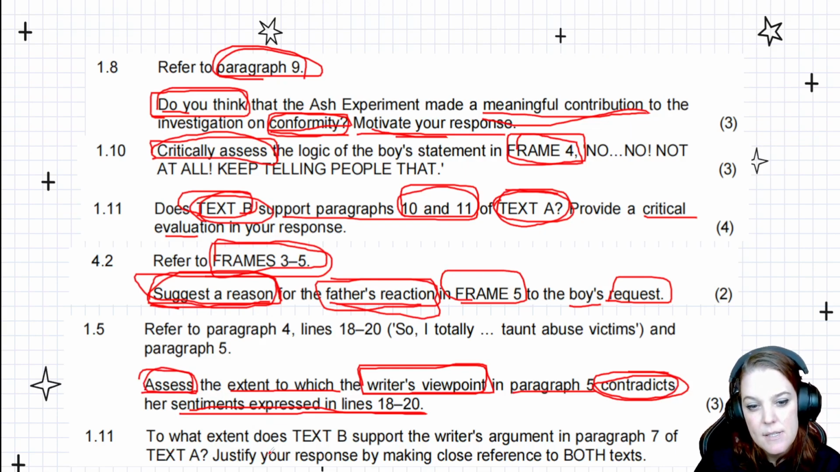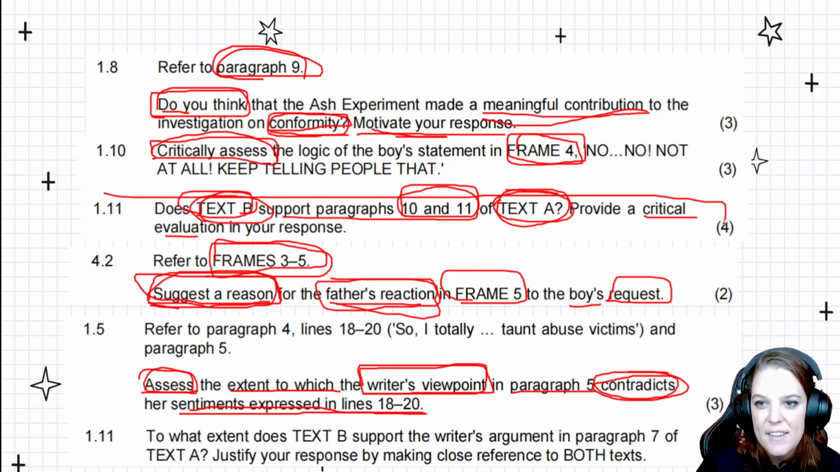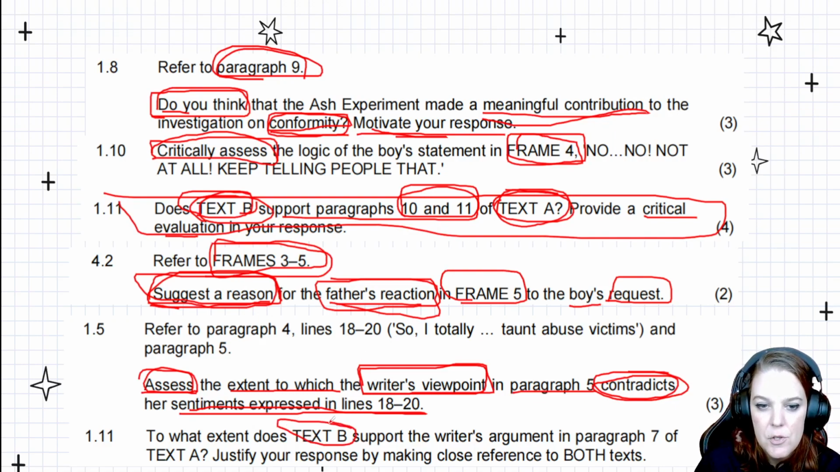To what extent does text B support the writer's argument in paragraph 7 of text A? So here's another question like 1.11 in the previous question over here. Here it is. It's very similar. So again, we have to look at text B, which is usually your cartoon or your image. And then we have to look at the whole context, or the argument of the writer in paragraph 7 of text A. So that's usual comprehension. And then it says justify your response by making close reference to both texts.